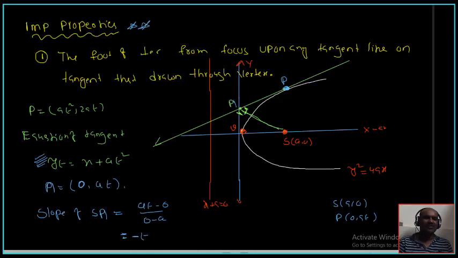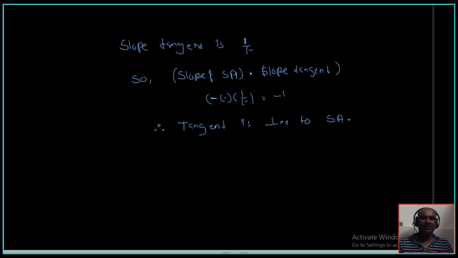What is our conclusion? The foot of perpendicular from the focus upon any tangent line lies on the tangent that is drawn through the vertex. So the foot of the perpendicular dropped becomes a point on the tangent drawn at the vertex. Hence proved. Students, this is an important result. You should remember this result.